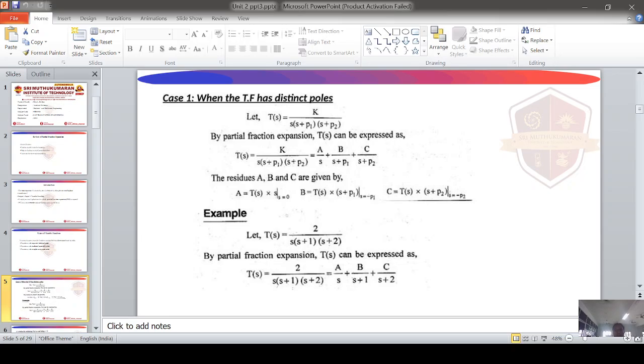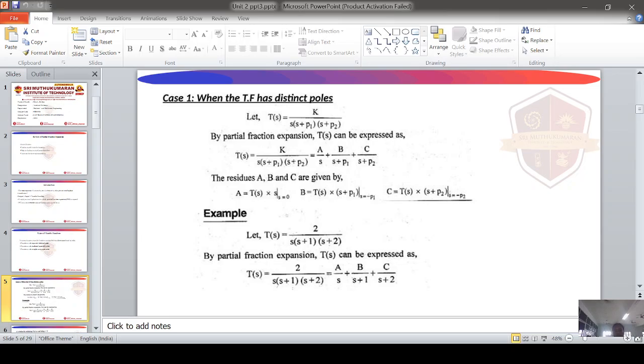Here, let T(s) equal K divided by s into (s plus p1) into (s plus p2). By partial fraction expansion, T(s) can be expressed with three terms, one for each factor in the denominator: A by s plus B by (s plus p1) plus C by (s plus p2). Then we have to find the residues A, B, C, which are given by: A is equal to T(s) into s, and likewise B and C.